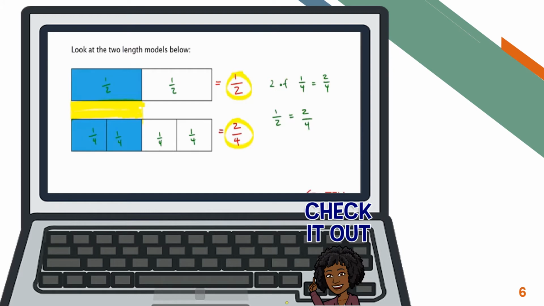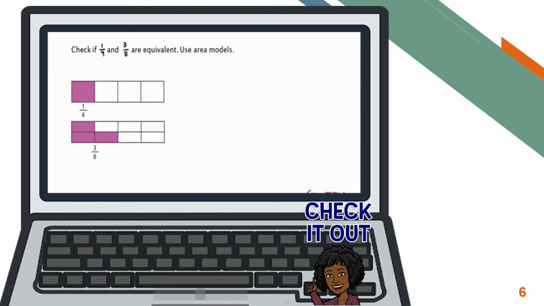Let's try a problem together to understand this concept better. Check to see if the fractions 1/4 and 3/8 are equivalent. Use area models. Now what you want to do is take the same whole, which is the same size rectangle, and divide one into 4 equal parts and divide the other into 8 equal parts. And that's what we have here, right? We've got one rectangular piece here that is divided into 4 equal parts, each part being 1/4, and we've shaded in just this 1/4 in purple. In the bottom model, you have 8 equal parts, and 3 of these equal parts are shaded in to represent the fraction 3/8.